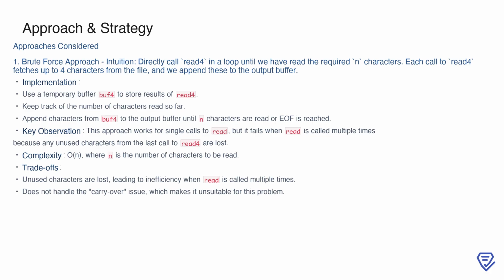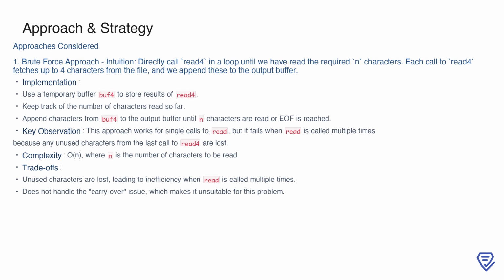The idea here is straightforward: we continuously call the read4 function in a loop until we've read the required number of characters, n. Each call to read4 fetches up to 4 characters from the file, which we then append to our output buffer. To implement this, we use a temporary buffer named buff4 to store the characters returned by read4. We also keep track of how many characters we've read so far, appending them to the output buffer until we've either reached n characters or hit the end of the file.